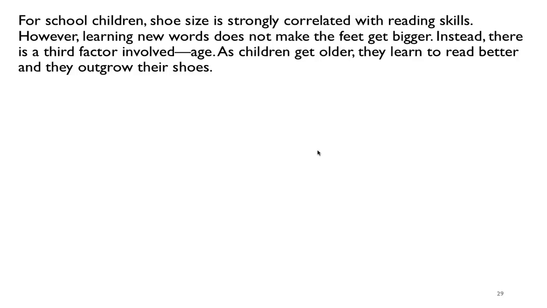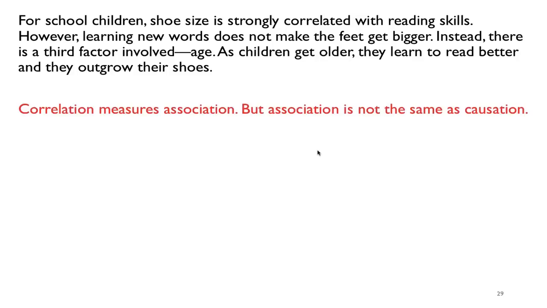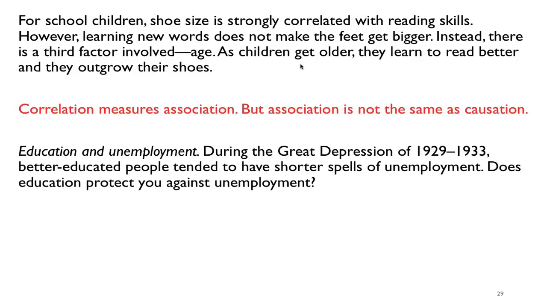Instead, there's another factor here, age, that's actually involved, right? As children get older, they learn how to read better, and obviously, as they get older, their feet grow. So we have to be careful that correlation measures association, but association is not the same as causation. In other words, in this example, big feet don't cause you to be a better reader. So we have to be careful that we don't falsely think that association is the same as causation.